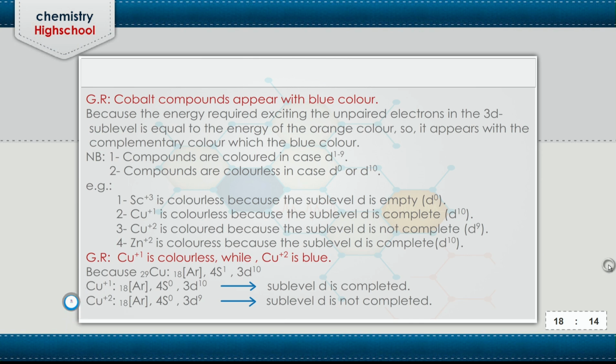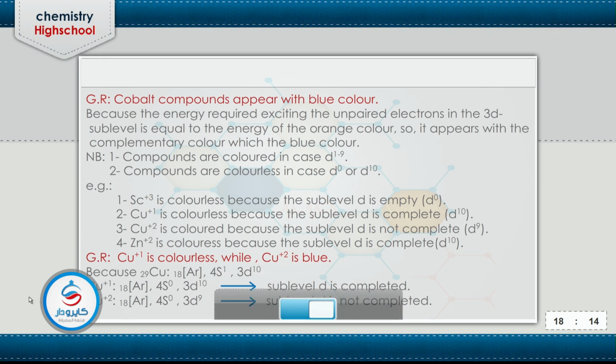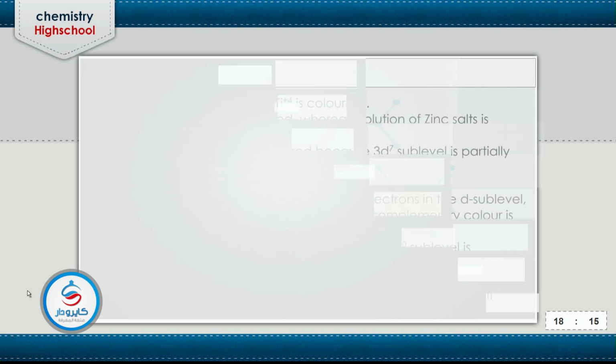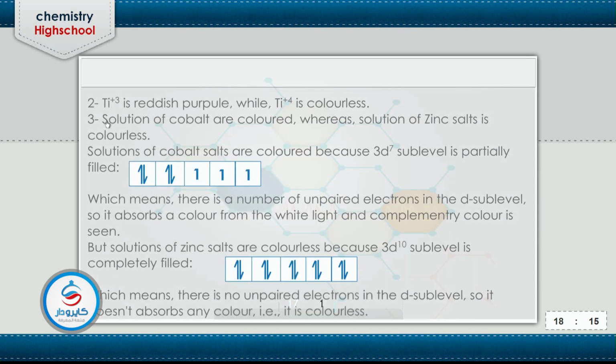Copper 2, the electronic configuration of copper 2, is argon 18, 4s has no electrons, 3d has 9 electrons. So the sublevel d is not completed, and accordingly copper 2 is a colored ion. Number 2: titanium 3 is reddish purple, while titanium 4 is colorless. We can answer this question like copper 1 and copper 2.